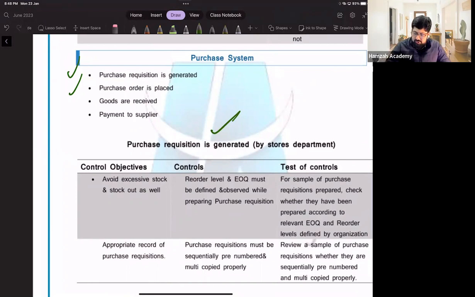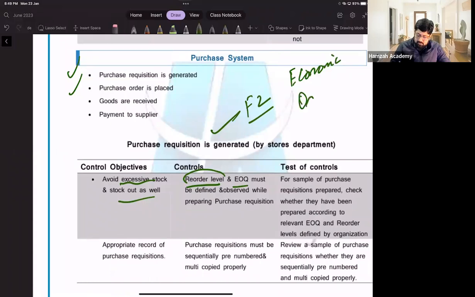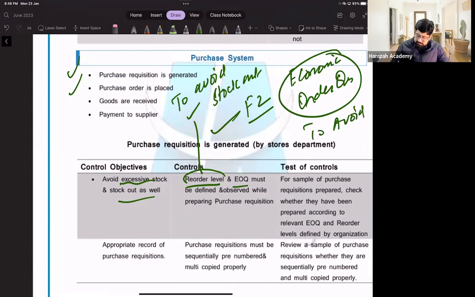So, purchase requisition is generated. The objective is to avoid excessive stock and stock out as well. Purchase requisition should be generated at that time to meet two objectives: avoid stock out and excessive stock. So, reorder level should be defined. Reorder level, you may have studied in F2, and economic order quantity. Reorder level is to avoid stock out. This is to avoid excessive inventory.